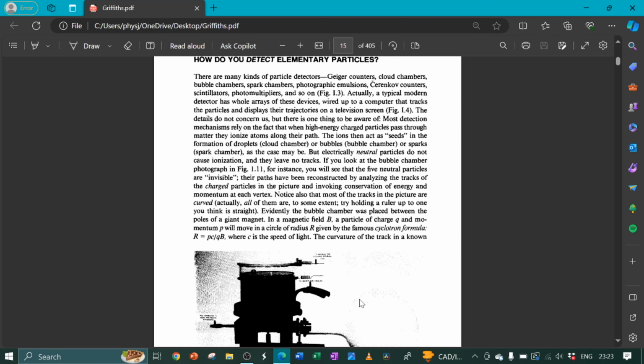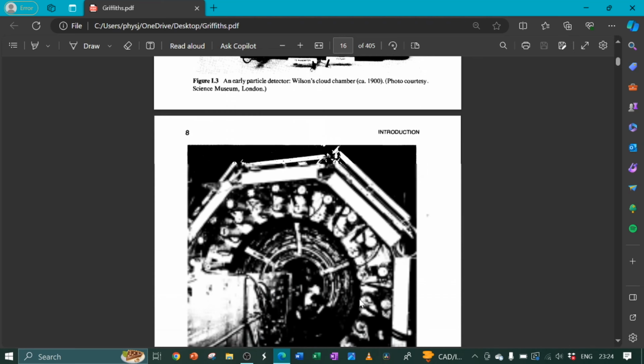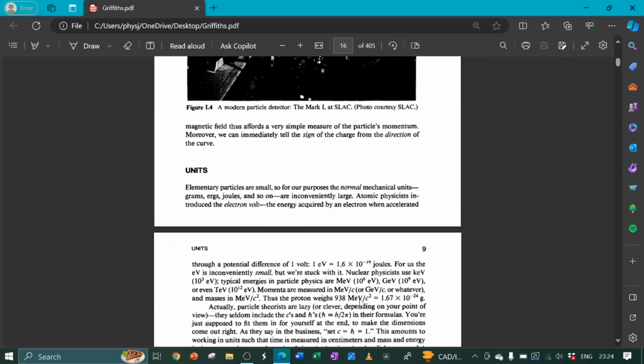In a magnetic field B, a particle of charge q and momentum p will move in a circle of radius r given by the famous cyclotron formula, r = pc/qB, where c is the speed of light. The curvature of the track in a known magnetic field thus affords a very simple measure of the particle's momentum. Moreover, we can immediately tell the sign of the charge from the direction of the curve.